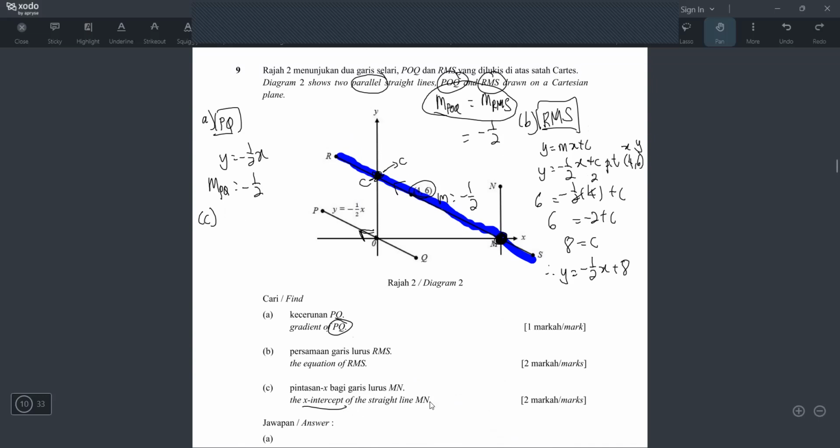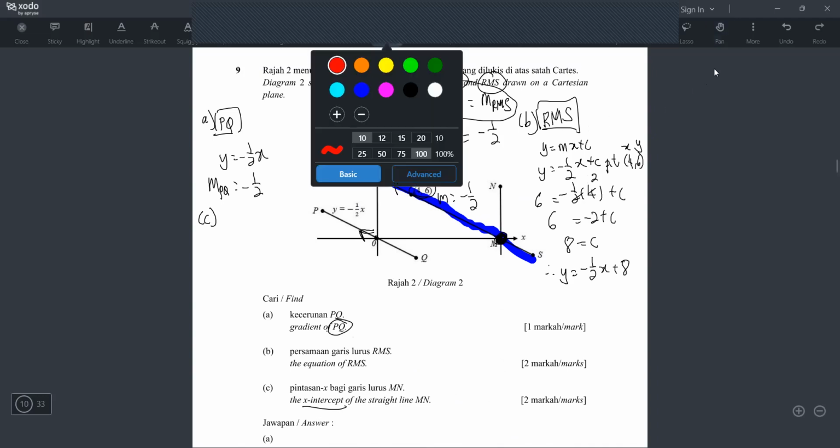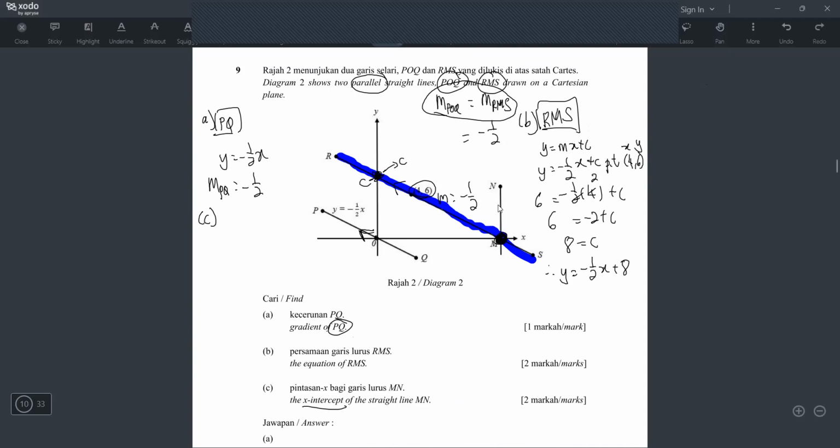Okay, let's see what they want. X-intercept of straight line MN. Okay, let's go and find MN. So let's use marker. Okay. So MN, which one MN? This one, right? So they want the x-intercept. Hey, where is the x-intercept of MN? It's at here, right? It's at point M, right? So this is the x-intercept. And I want to find this point. And I don't know this point how much, right? Okay, so how to find this point? Okay, do I have the equation of MN?